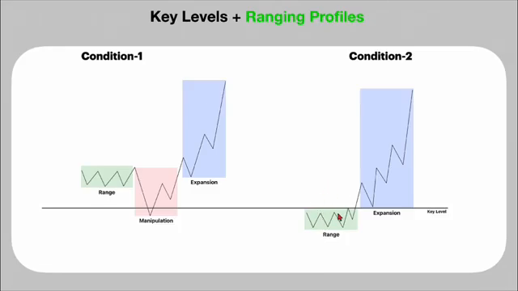The second scenario is when price forms a range within an already tested key level. Here, the key level has already been hit inside the range itself, so we don't need a manipulation profile to occur. We expect the market to move straight into an expansion profile after the range. In both cases, we're using logic rather than simply pattern trading. We're saying, if this, then that. This logical approach allows us to interpret market moves accurately.